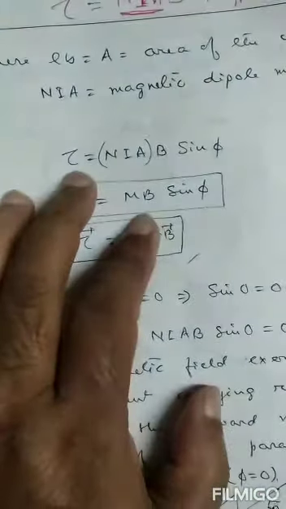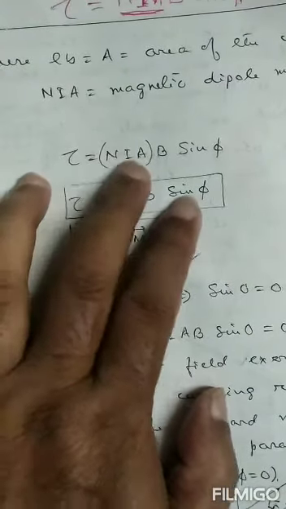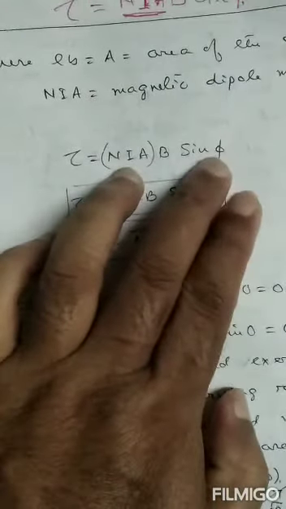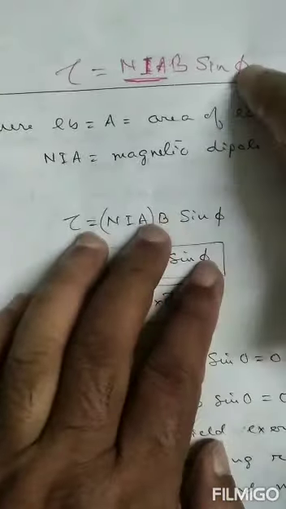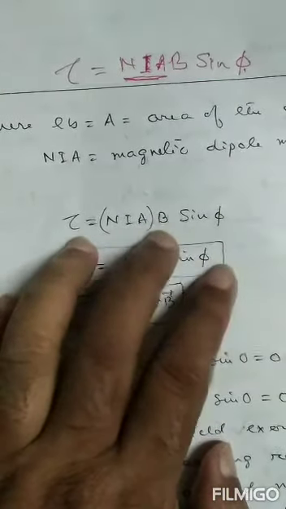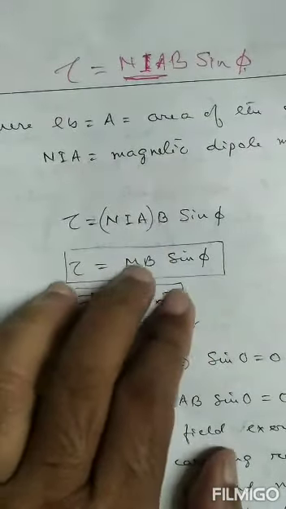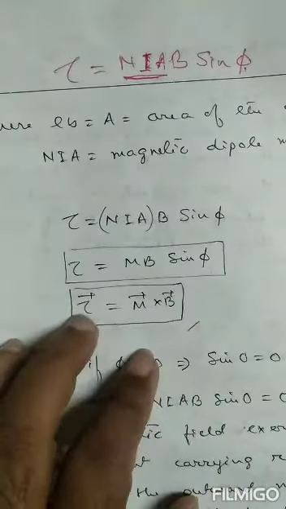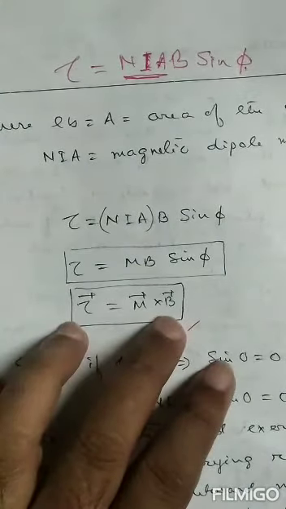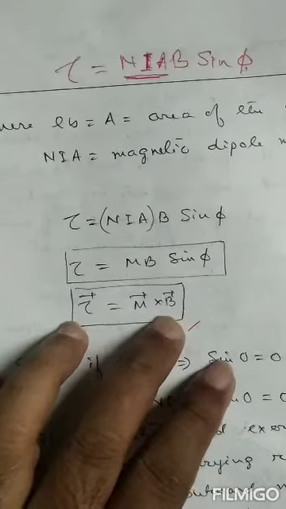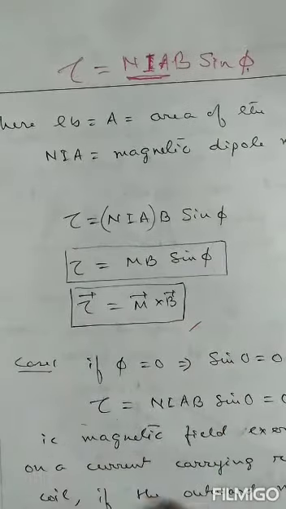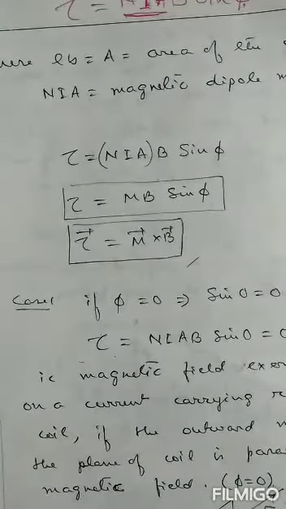So what is the expression of torque? NIA B sin of phi. I again rearrange this equation. NIA is M. So torque is M B sin of phi. So torque is equal to M cross B. So this is the expression of torque acting on a rectangular coil placed in uniform magnetic field.